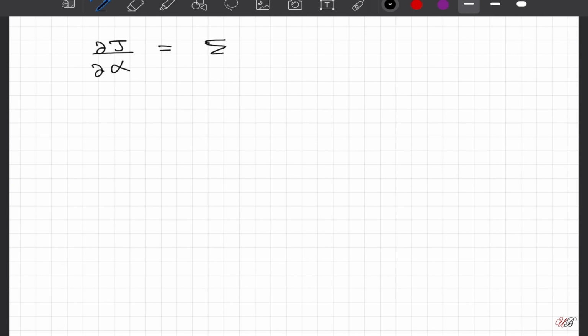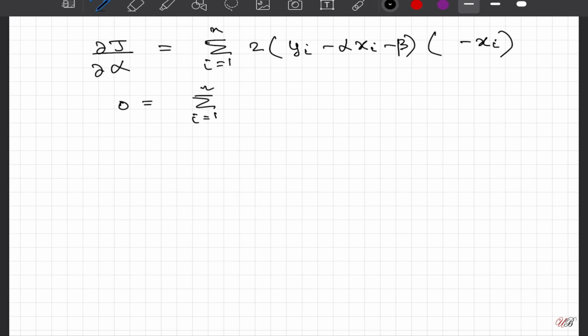So we can write this as the summation from 1 to n. Since it is a square, 2 will come out. We can write (yi minus alpha xi minus beta), and then the differentiation of this particular term with respect to alpha would be minus xi. Since beta does not contain any term of alpha and yi does not contain any term of alpha, they simply go away, or their derivative with respect to alpha would be 0. So we can write this as 0 equal to the summation from i equals 1 to n. This 2 would go to the other side and hence it's meaningless.